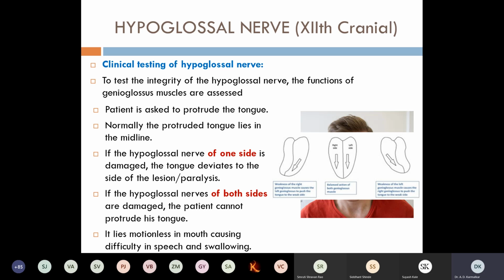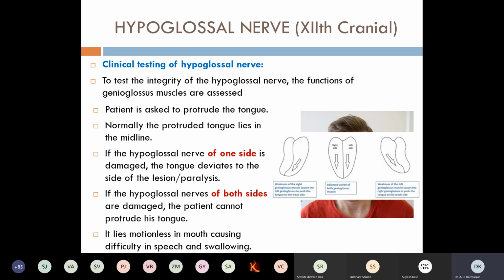to the affected side. So the normal tongue lies in the midline as is shown in this person. If the hypoglossal nerve is affected on one side, the tongue will deviate to the side of the lesion due to the unopposed action, as it is written here, of the normal genioglossus muscle, that you should remember. Okay, so you should be able to demonstrate these movements of the tongue, which muscles are acting and how they are acting. Okay, so this was for today's.